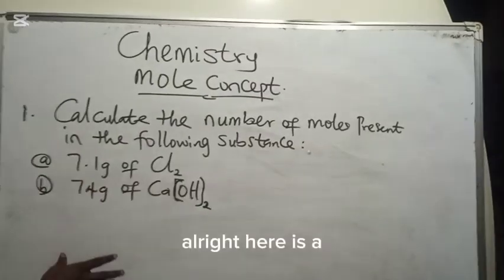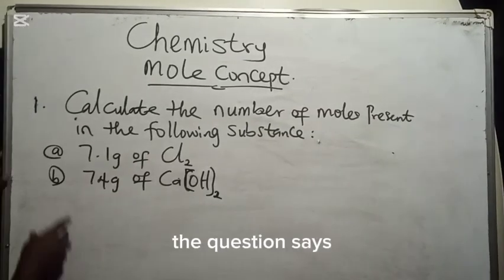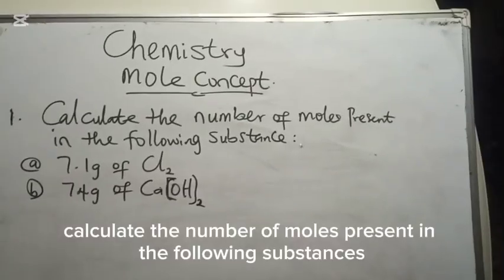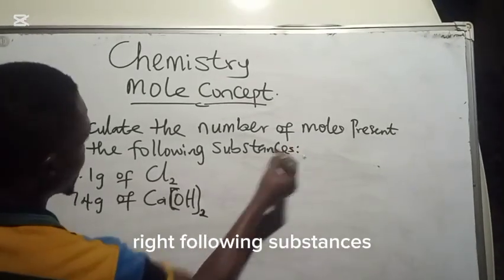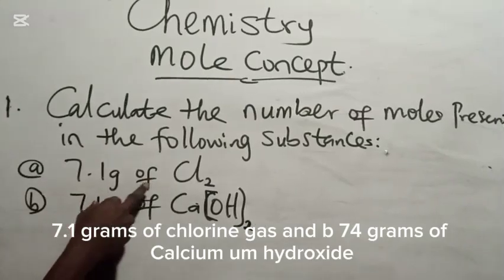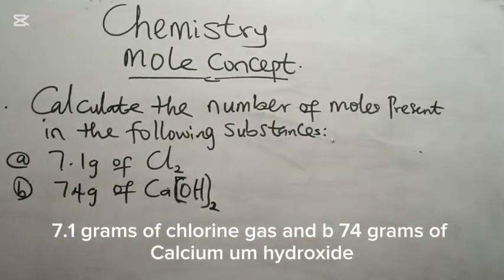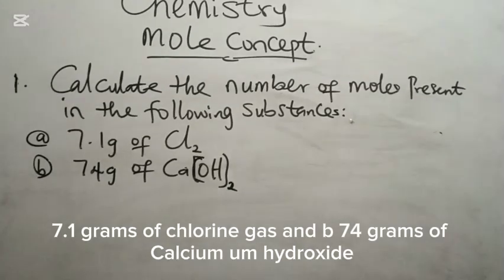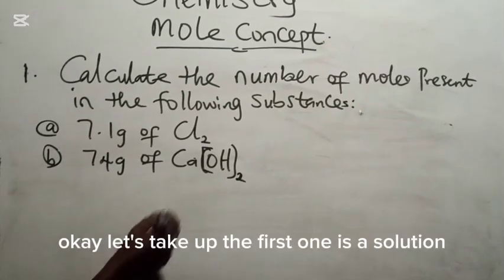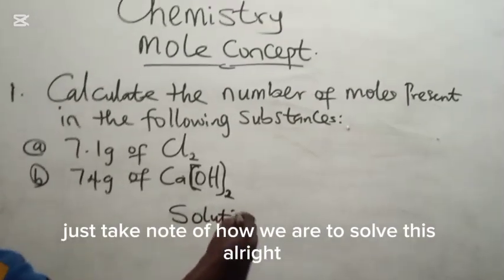All right, here are the questions we have to solve. The question says: calculate the number of moles present in the following substances. A, 7.1 grams of chlorine gas, and B, 74 grams of calcium hydroxide. Okay, let's take up the first one. Just take note of how we are to solve this.